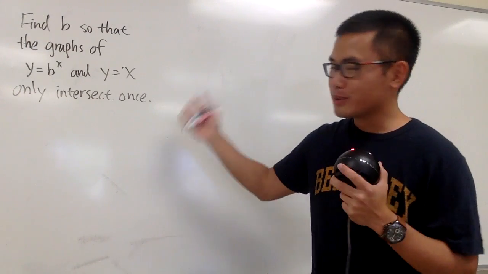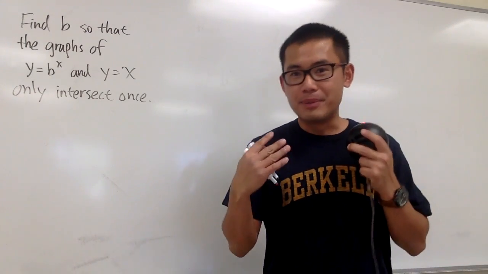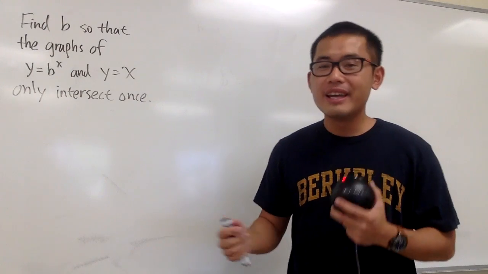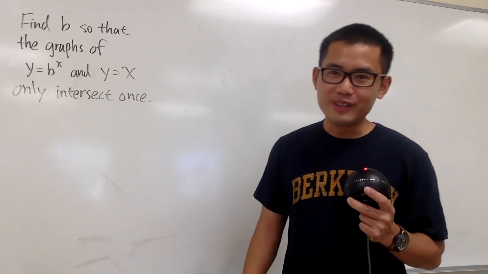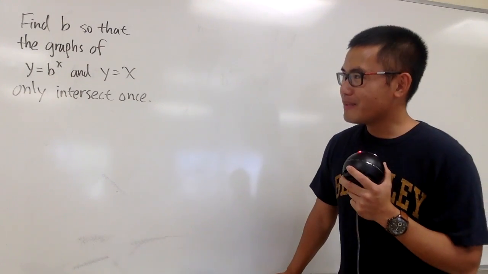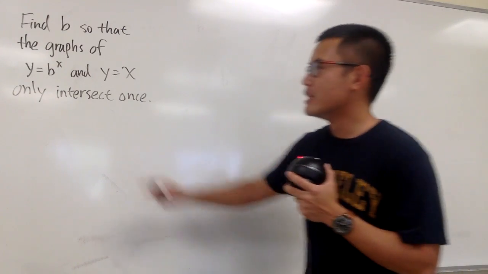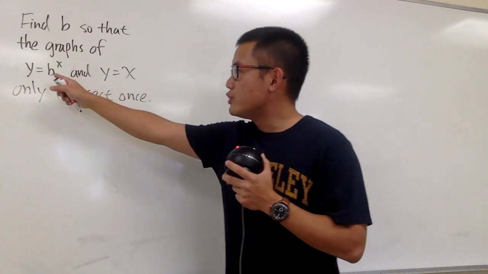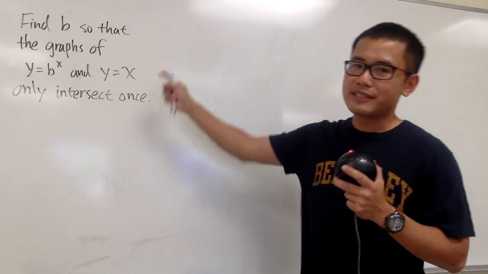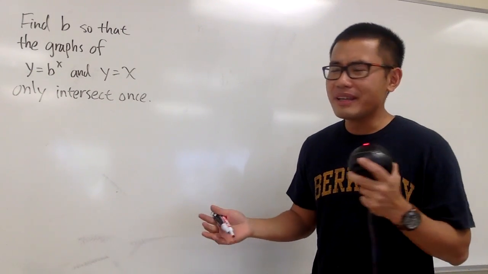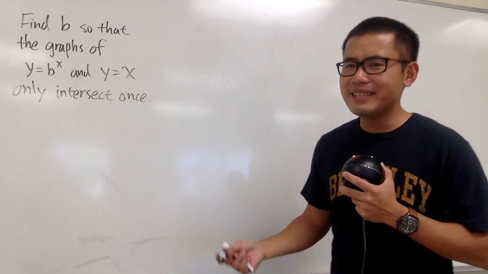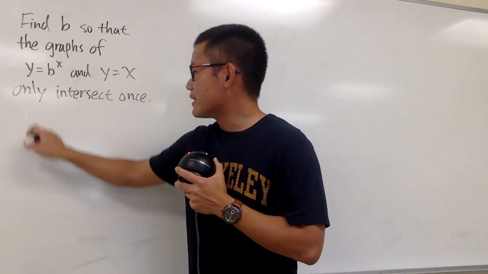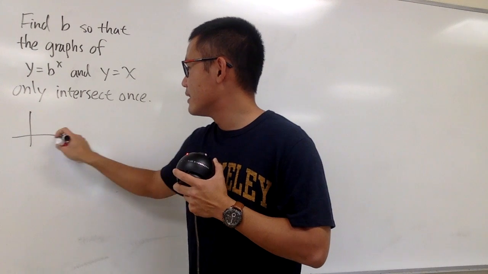Before I show you guys how to do this question, let me tell you about the story behind it. When I was a student at university, there was one time that the professor was going over b to the x and x. And he said that the exponential can never intercept x. And I was wondering, I don't think that's right, because I can give you an example right here.